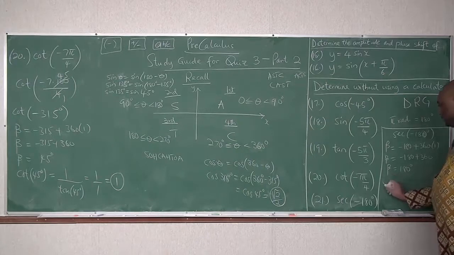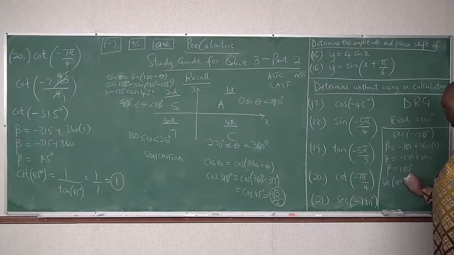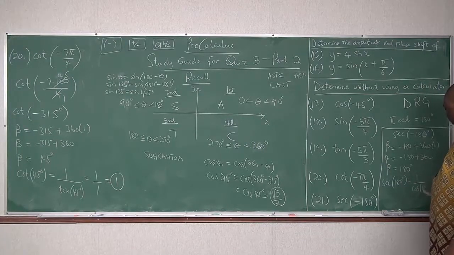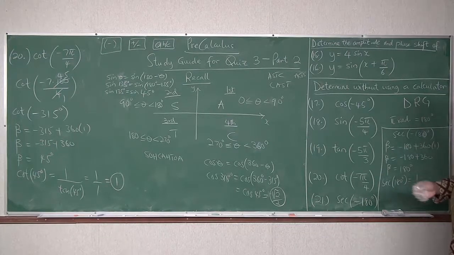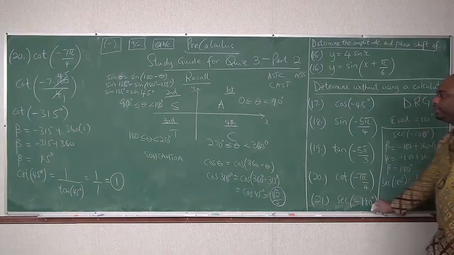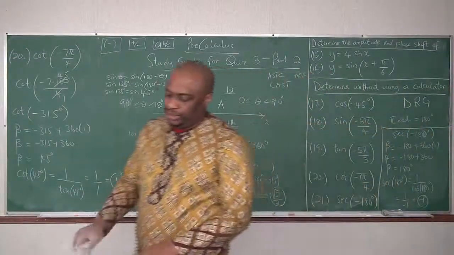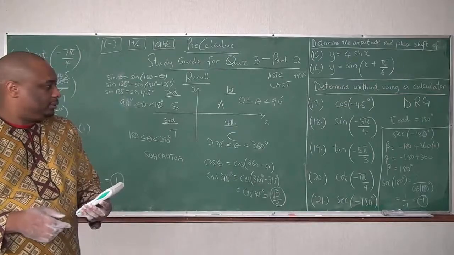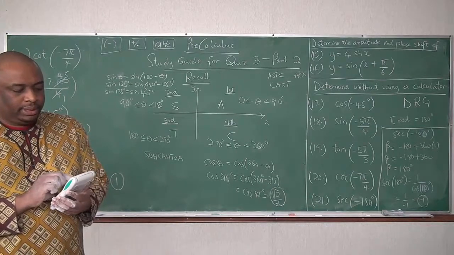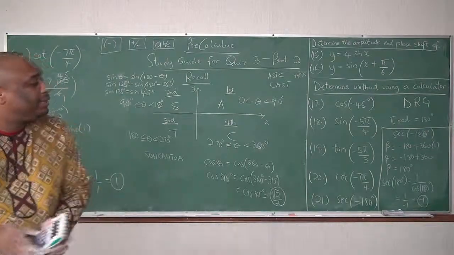Okay, so beta is 180 degrees. So sec 180 degrees is equal to 1 over cos 180 degrees, because cos 180 degrees is negative 1. So this is 1 over negative 1, which is negative 1. The answer is negative 1. And you can check in the calculator: cos 180 degrees is negative 1, and 1 over negative 1 is negative 1.